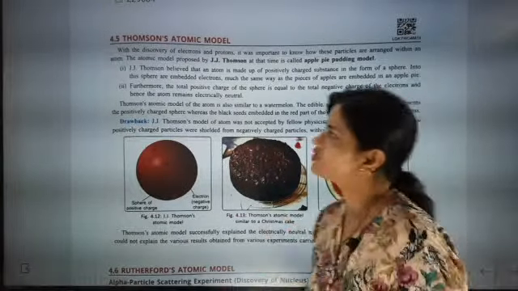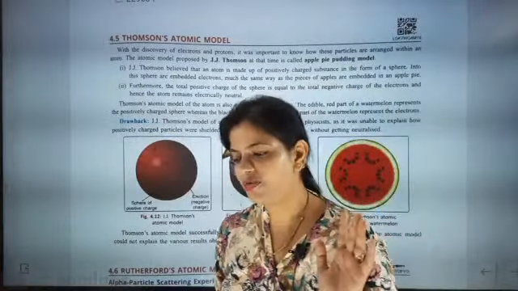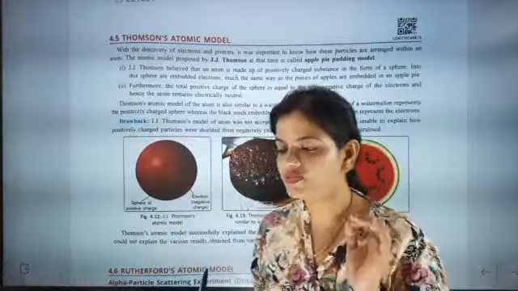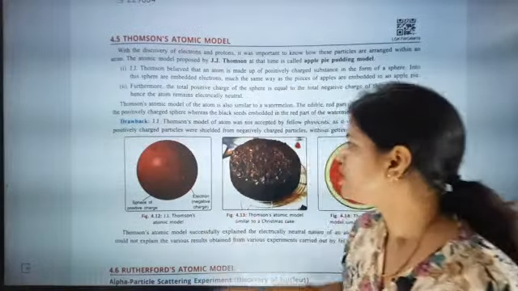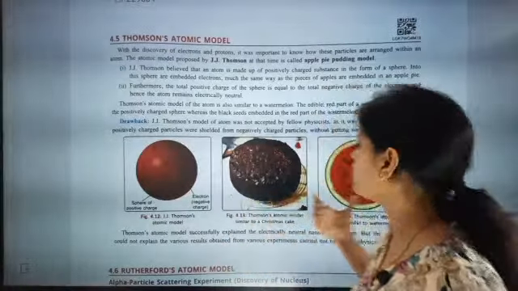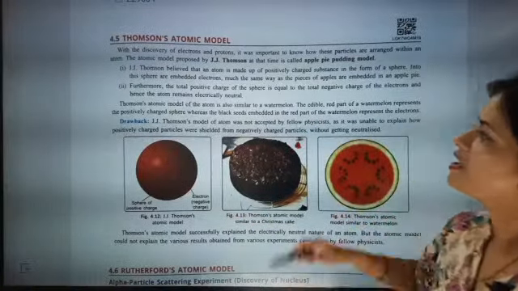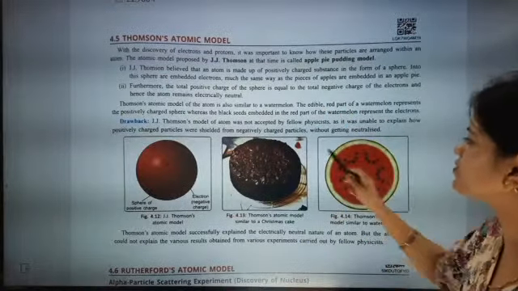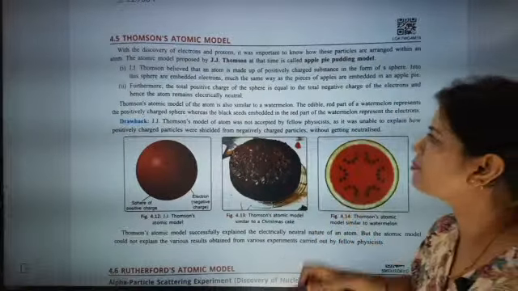Then he proposed one very important thing: that the number of positive charges is equal to the number of negative charges, and atoms are electrically neutral. So that means, like in a cake, a Christmas cake, or in a watermelon, one part is positive and one part is negative. He believed that the atom is made up of positively charged substance in the form of a sphere, and into this sphere are embedded electrons and an equal amount of protons.